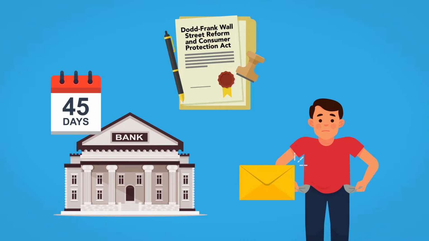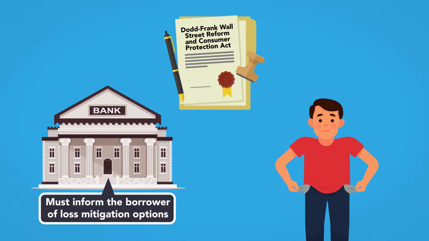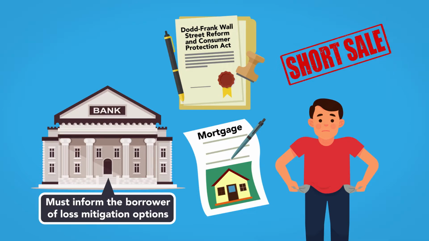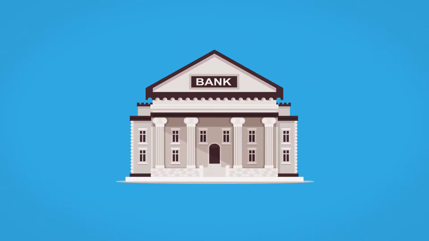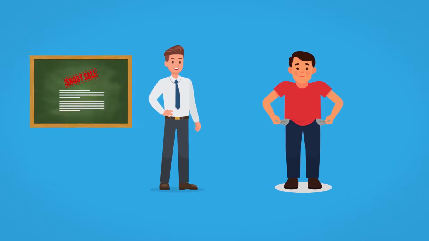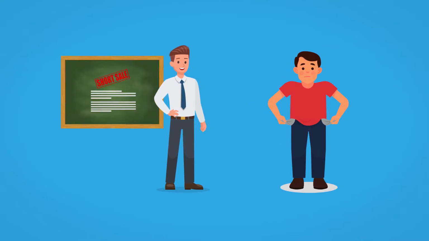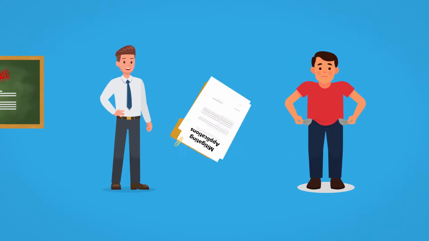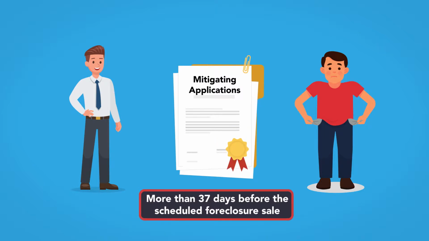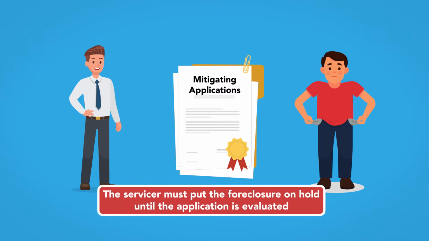If appropriate based on the circumstances, the servicer must inform the borrower of loss mitigation options, including modification of the mortgage terms, short sales, and other options. Further, the servicer must assign personnel to assist the borrower, again no more than 45 days after the borrower becomes delinquent. The assigned personnel must educate the borrower regarding their options, and assist with the completion and submission of mitigating applications. Most importantly, if the borrower has completed the applications more than 37 days before the scheduled foreclosure sale, the servicer must put the foreclosure on hold until the application is evaluated.